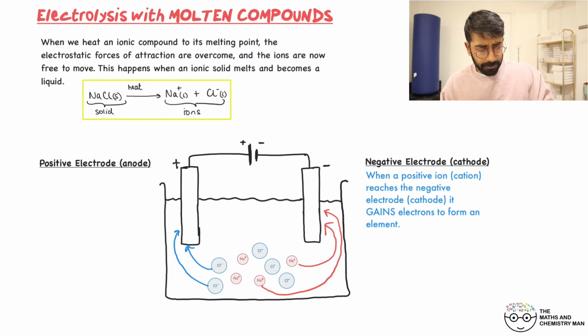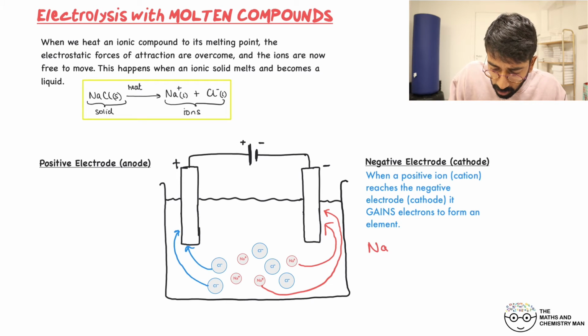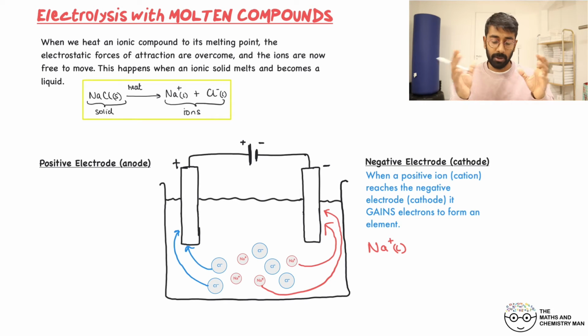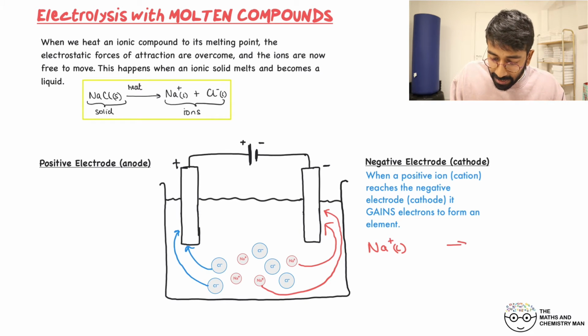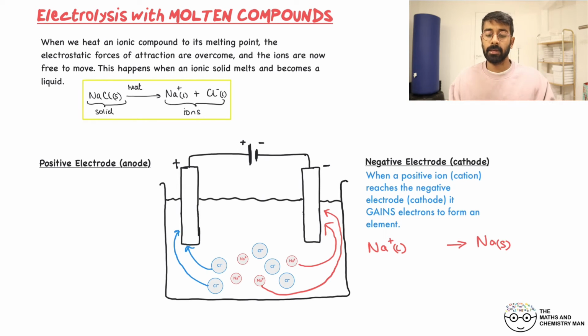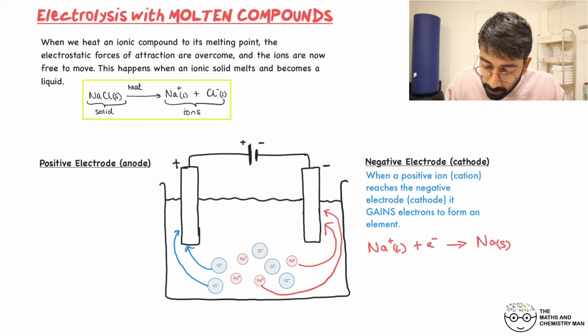Let's take a closer look at this. We've got sodium, currently in a liquid, moving around. The element sodium is just Na, and that's a solid. So what needs to happen to that Na+ in order to turn into Na? Because it's got a plus charge on it, it needs to gain one electron. I'll put that in like that. There we go, so gaining one electron.